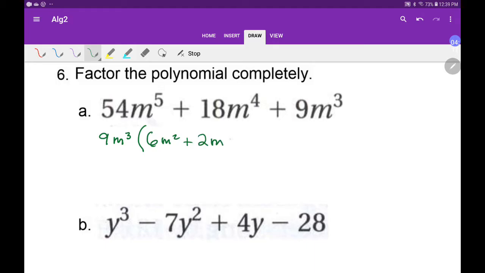And the 9's gone, and so it's just 1. Okay, can I factor this? I could use the ACB method. So I could say, 6 times 1 is equal to 6. Factors of 6 that add up to 2. That's not going to give me 2. And that's not going to give me 2. That's not going to give me 2.